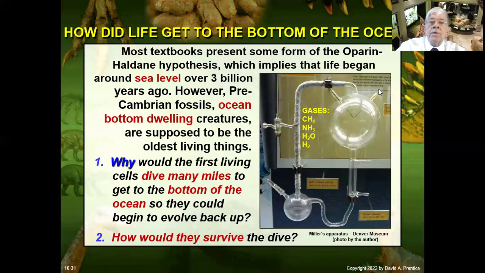However, the ones that are supposed to be the oldest of all the Precambrian fossils are ocean bottom dwelling creatures. They're supposed to be the oldest. So some living thing comes into existence at sea level. Why would they decide, let's dive many miles to get down to the bottom of the ocean and then begin to evolve back up over billions of years? Well, how would they survive? How would they survive the dive?